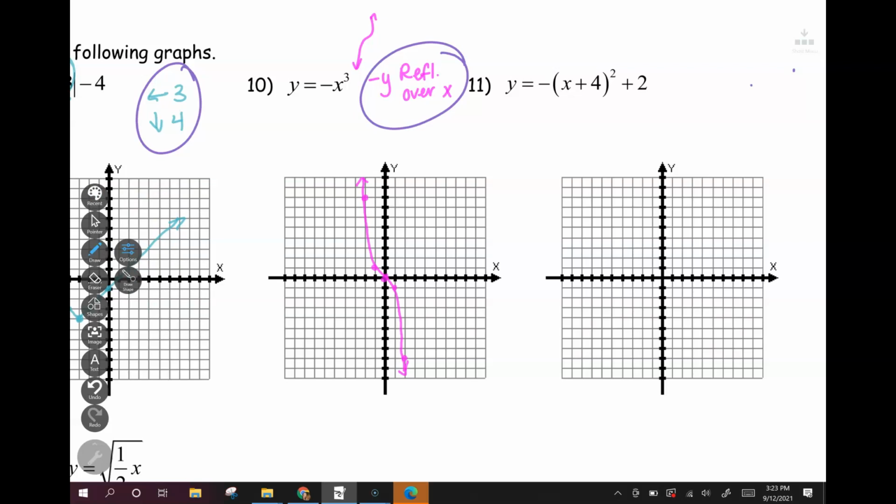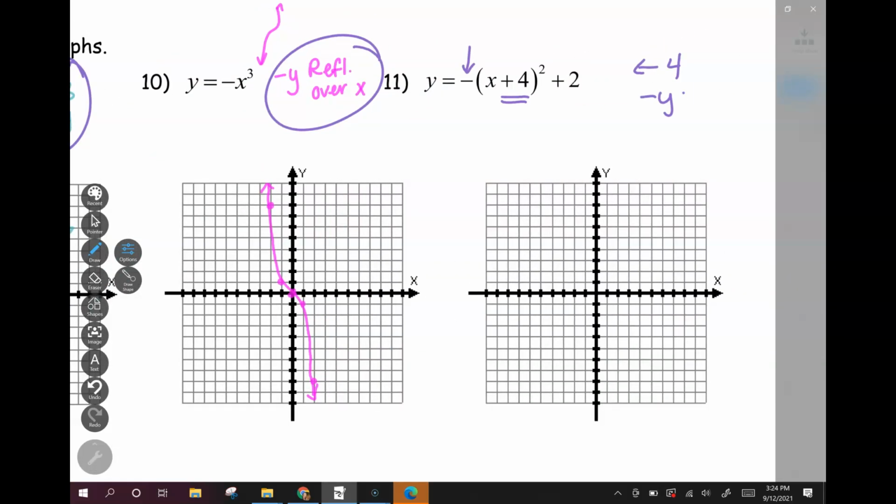All right, number 11. We've got quite a few transformations here. So like I said, always doing that inside transformation first. This is going to make us go left 4. Okay, and then you want to do your reflection right here next. That's going to be -y because it's outside of the parentheses, because it's not inside the parentheses with x. That's going to be a -y, which causes you to, I just put this in parentheses, you can say either one. You can either say -y or reflect over x. Those are the same thing. Okay, and then up 2.